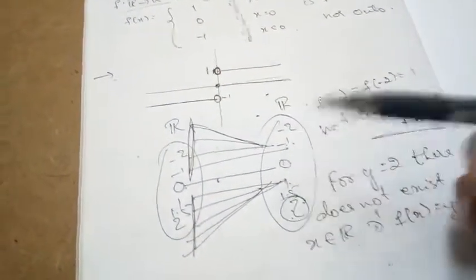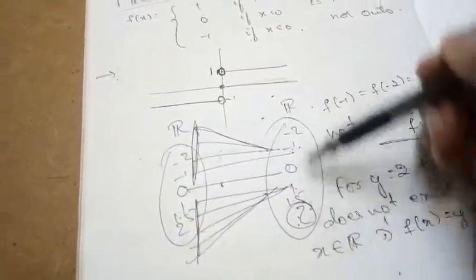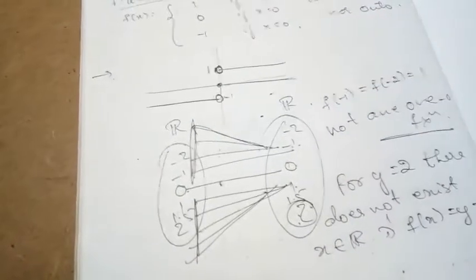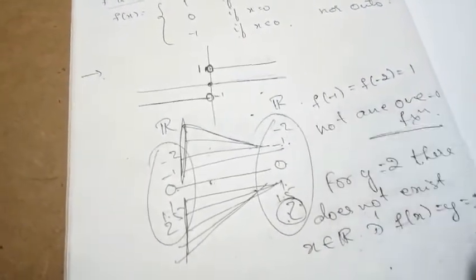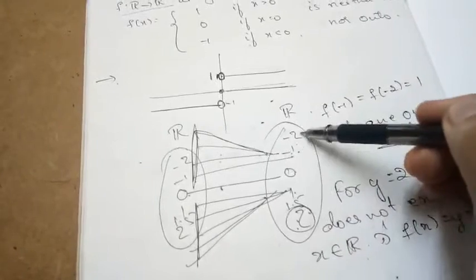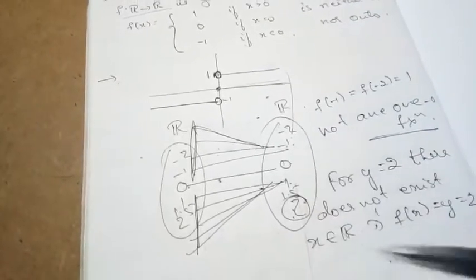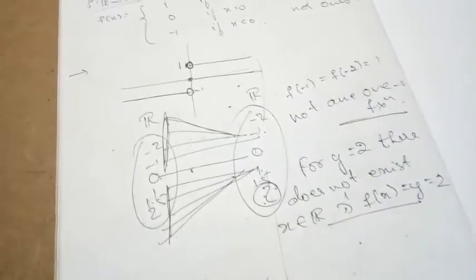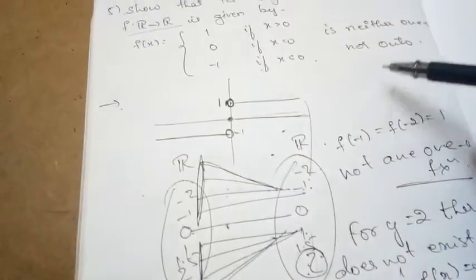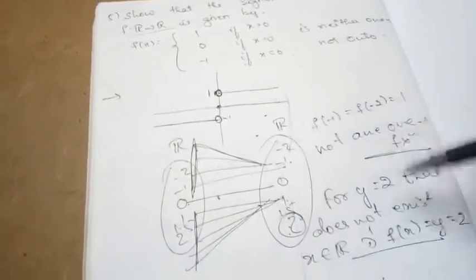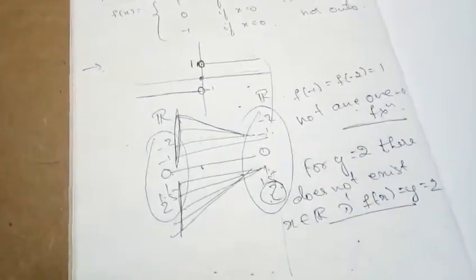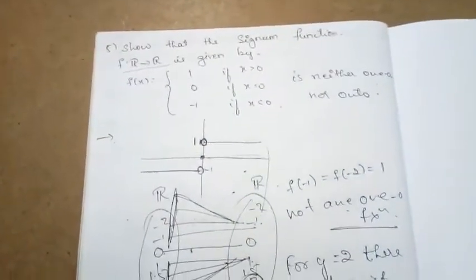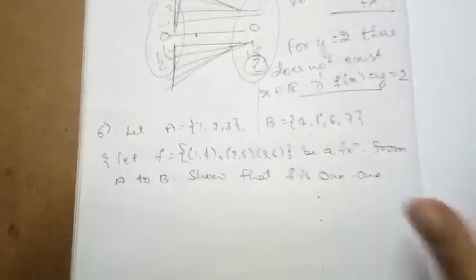So when we say the function is onto, when all the elements present in the codomain are occupied, then we say the function is onto. But here there are many elements in the codomain which are not at all occupied, so it is not an onto function. So clearly the given function is neither 1-1 nor onto. So this is regarding the signum function. So let us move to the next question.